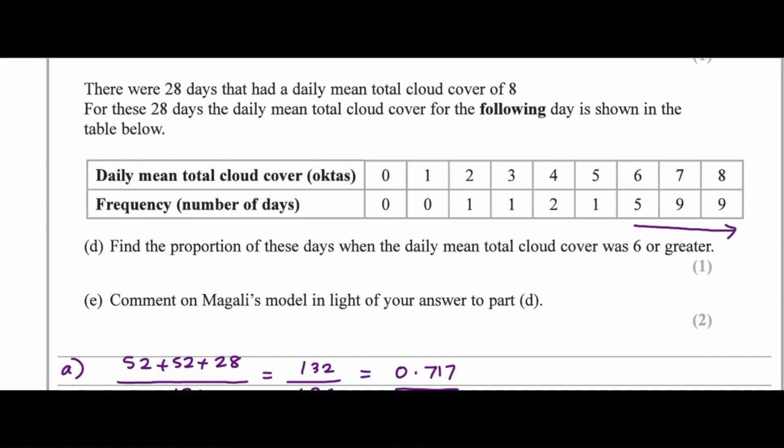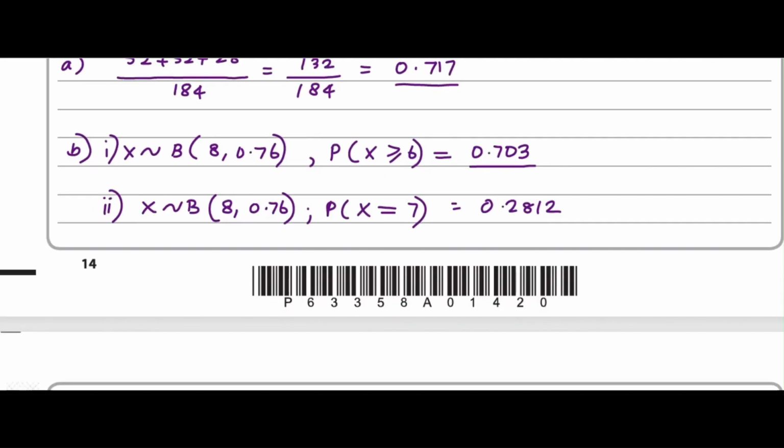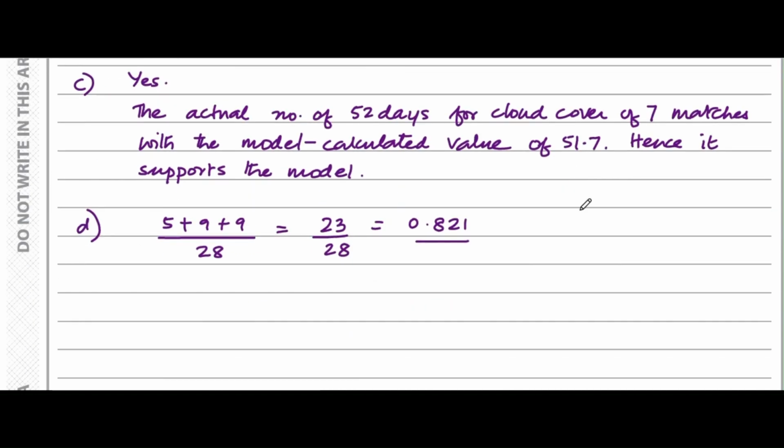Part E. Comment on Magali's model in light of your answer to Part D. We had already calculated from Magali's model the probability of x being greater than or equal to 6, being 0.703. Now for the following day, the probability of cloud cover being more than or equal to 6 is 0.821, which means there is a greater probability of higher cloud cover on the following day based on the previous day's cloud cover, which means these values are not independent, they are dependent.